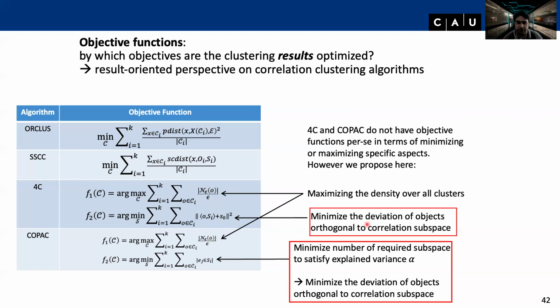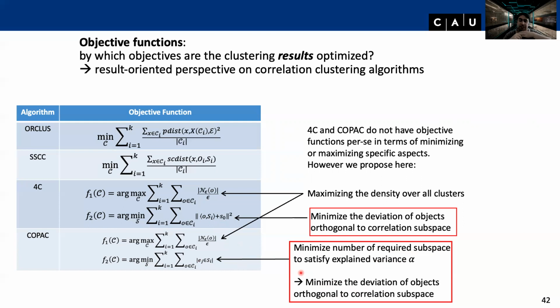The same also for COPAC. Then we want to, here in case of 4C, minimize the deviation of objects orthogonal to correlation subspace. So the first one is increased density. The second one is minimize deviation orthogonal to the correlation subspace. This is here the second term that we have. So we say minimize this deviation that we have here. And in case of COPAC, minimize the number of required subspaces to satisfy the explained variance, which corresponds to minimizing the deviation of objects orthogonal to correlation subspace. So in case of COPAC you want to minimize the number of required subspaces.